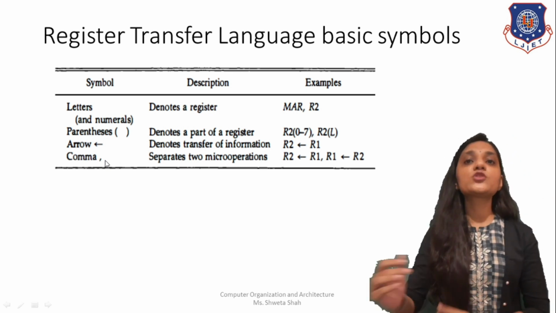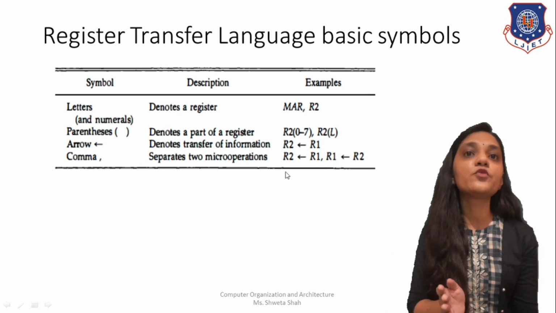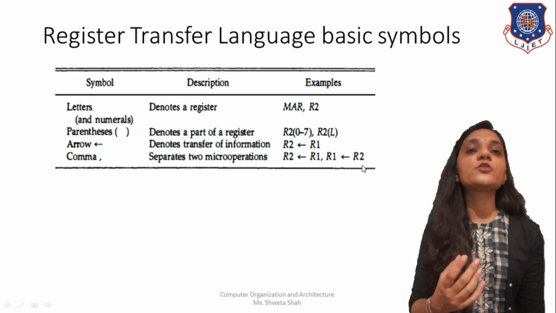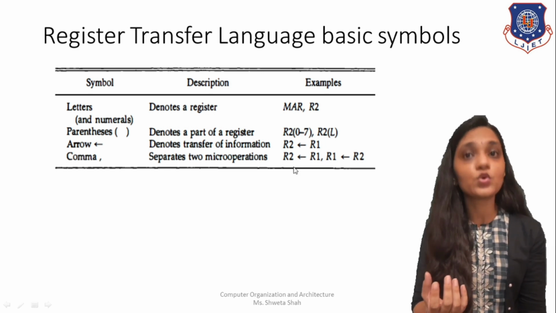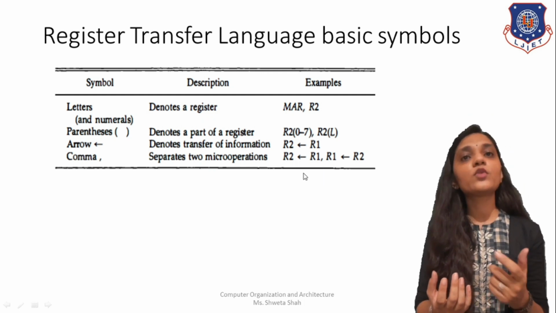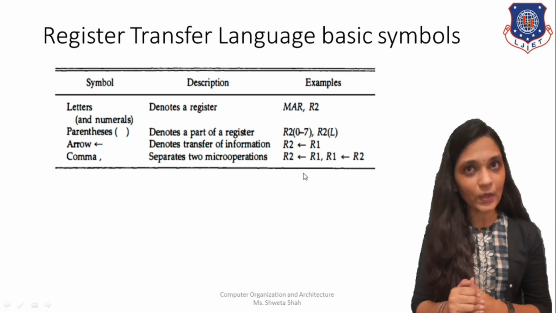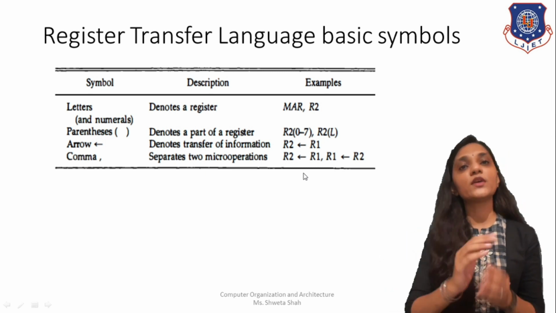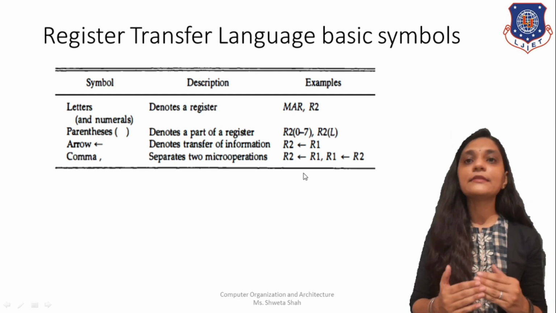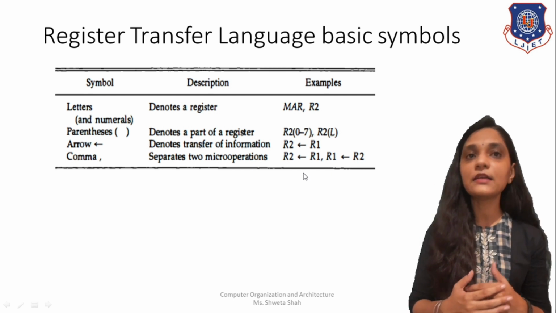One other operator you are going to use is the comma. That comma is used to combine two micro operations in one clock. For example, if you want to transfer the content of register R1 into R2, and at the same time you want to transfer the content of register R2 to R1, then for that case you have to use this comma operator. So in one clock you can use the comma operator and complete more tasks at the same time. These are the basic symbols that we are going to use for register transfer language: letters, parentheses, arrows, and commas, and each and every symbol has its own meaning.